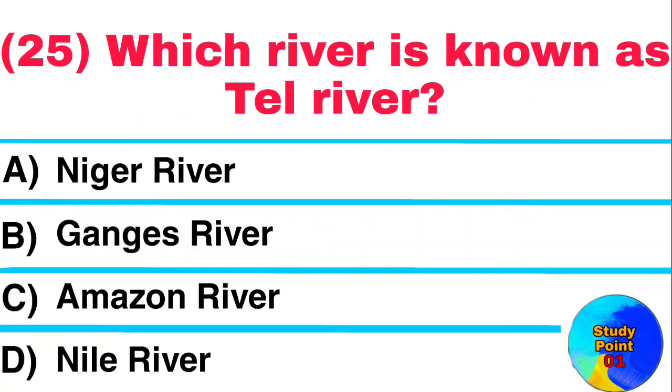Question. Which river is known as Tell River? A. Niger River. B. Ganges River. C. Amazon River. D. Nile River. Answer. Niger River.